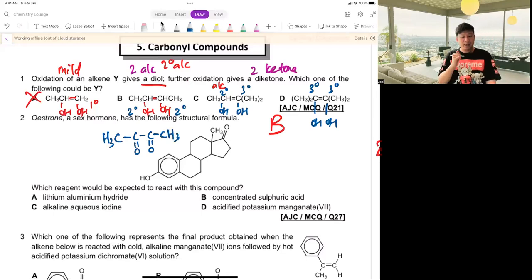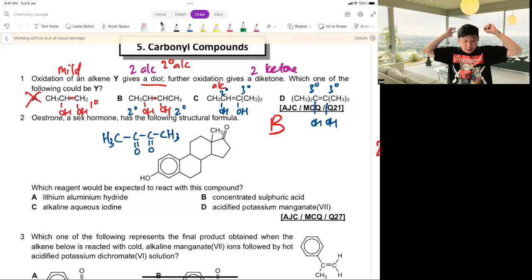Still not bad, huh? Still doable. No, I thought it was strong. I thought they were talking about strong oxidation. Oh, strong oxidation will not give you diol. Strong oxidation will chop and then no diol. You understand? Okay, let's proceed.